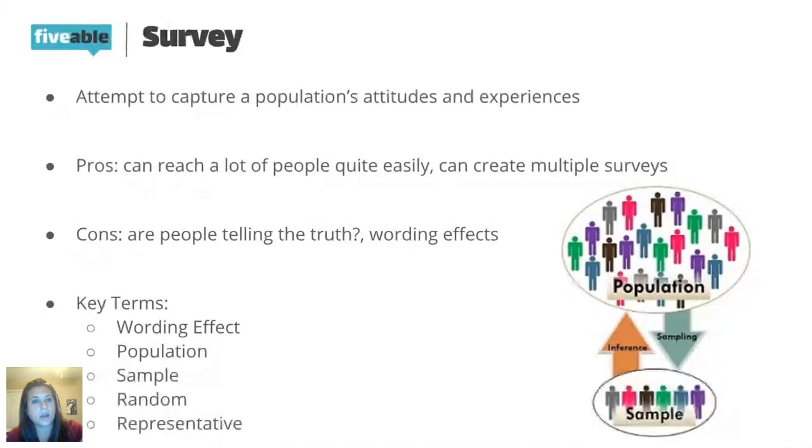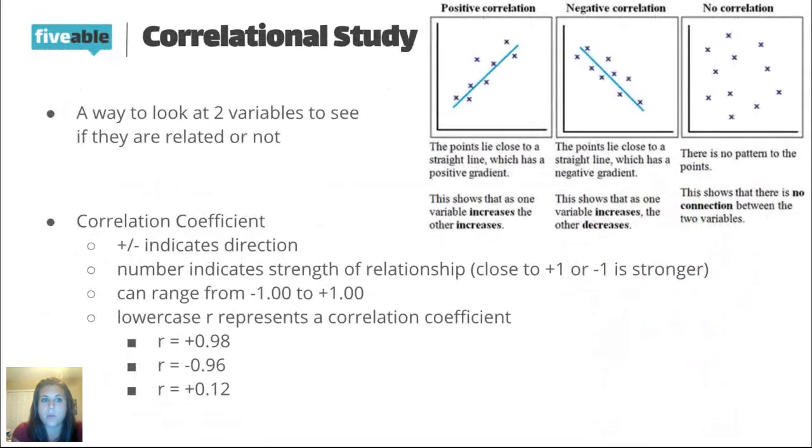Then the last descriptive method would be a correlational study. This is just taking two variables and trying to see if they're related or not. We plot them on a graph and then look at how the data is spread out. On the top there, we have a positive correlation, where we can see the line going upward and to the right. In the middle, we have a negative correlation because it's going down. And if the dots are all just spread out on the graph, there's really no correlation there.